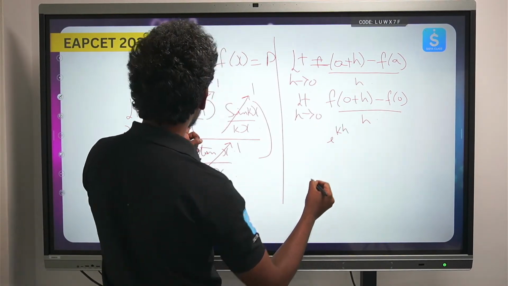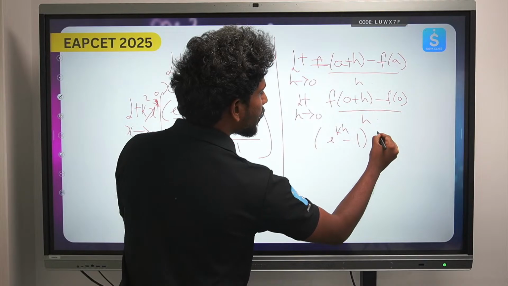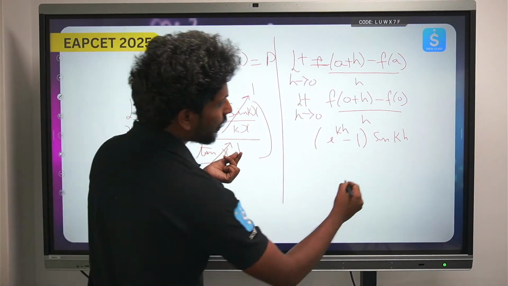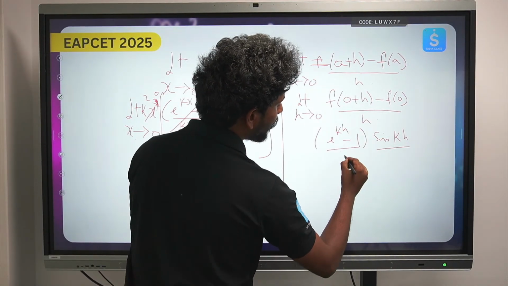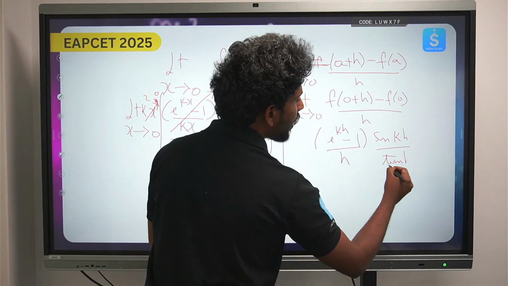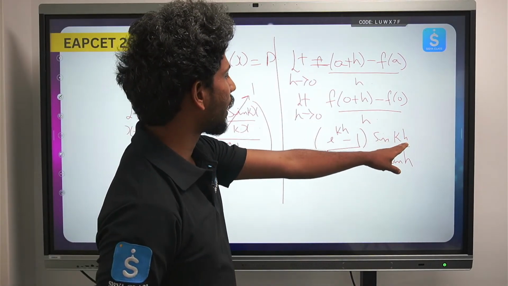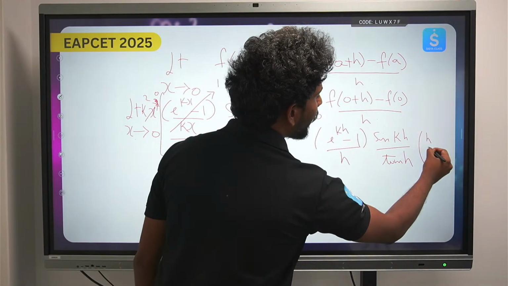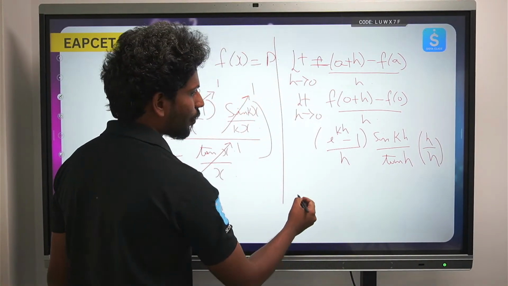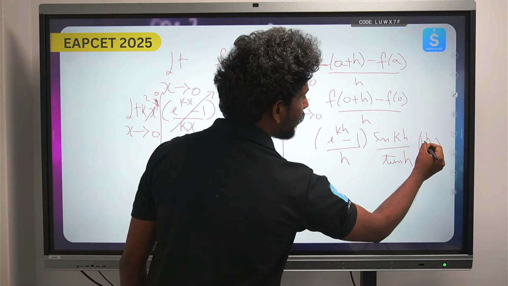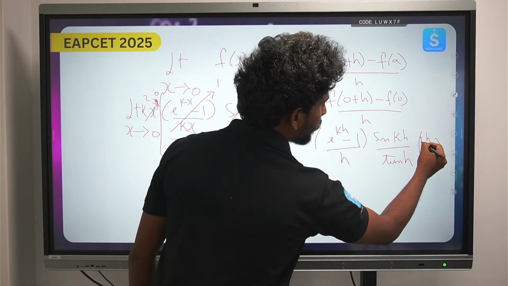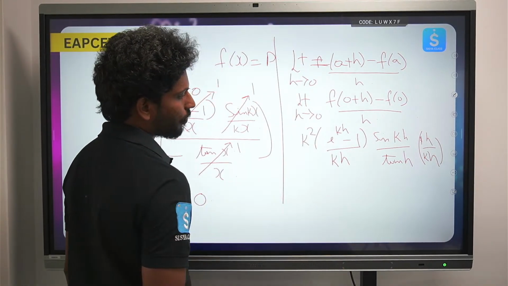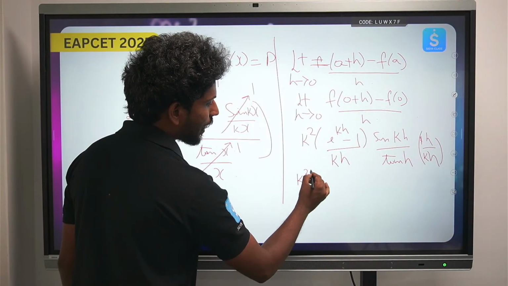We write the same thing in terms of h: (e power kh minus 1) into sine kh by tan h. But we have one more h over here, so I'm just writing tan h. Now I need one more h and one more k so that I can use the formula. So I'm multiplying h and h over here, and also multiplying k and k. I'm keeping this k square outside, and k square is a constant.